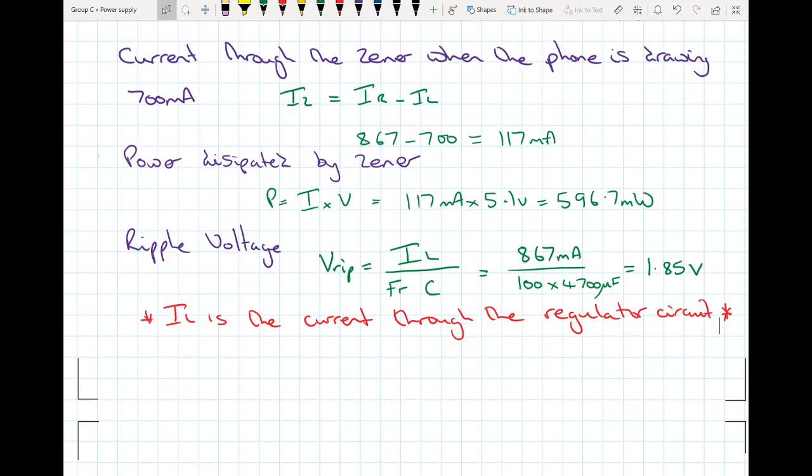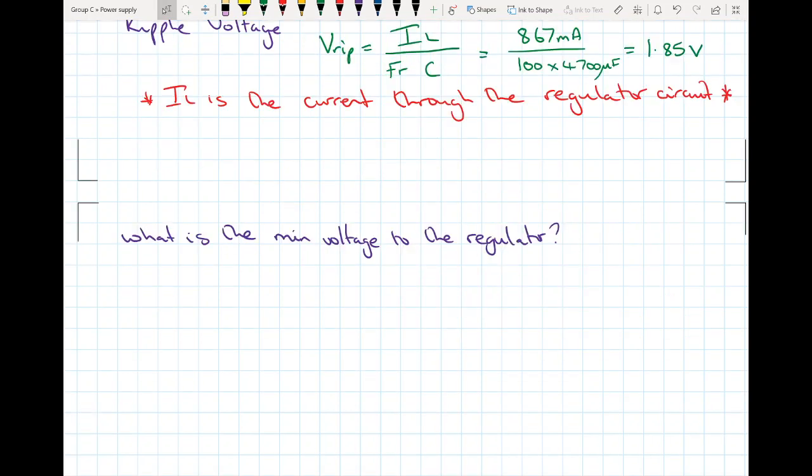Okay, so let's have one last question associated with this, where we look at how the ripple voltage may affect our output voltage. So what is the minimum voltage to the regulator circuit? If we had 15.5 volts as our peak voltage, as you remember from before, and now our ripple voltage is 1.85 volts, then our minimum voltage is going to be 13.65 volts. So we can now work out what the current through our resistor is going to be.